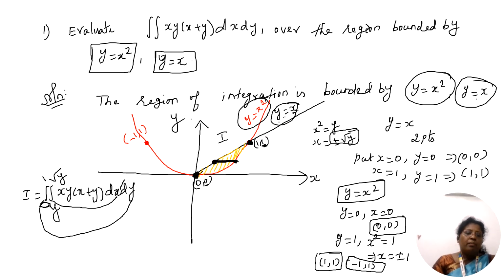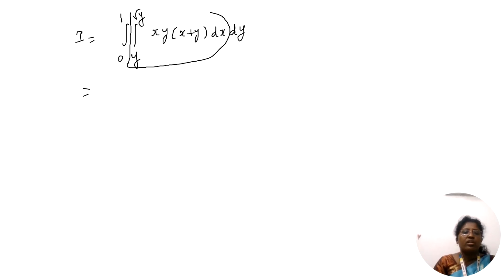Now, by evaluating this integral, we will get the answer. So how to evaluate? To evaluate this integral, the given integral is double integral xy into (x plus y) dx dy. The inner integral limits we already got: y to root y. Then what is the outer integral limit? 0 to 1, the y limit. Okay. Now we will evaluate this integral. First we have to evaluate the inner integral. First we have to do the inner integration.